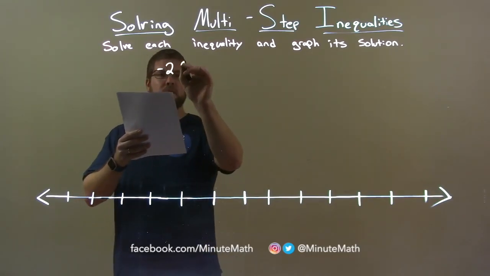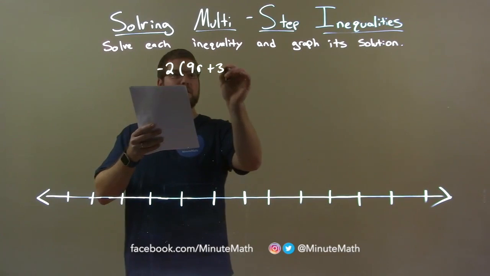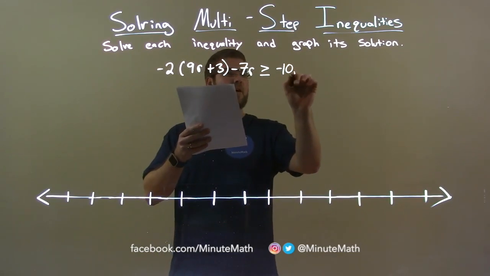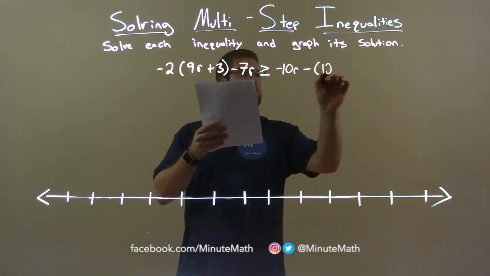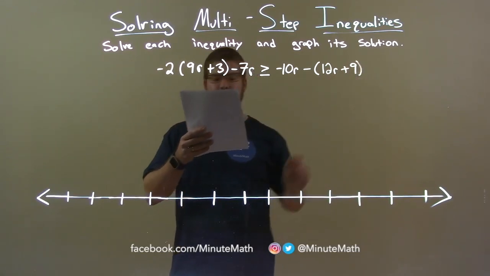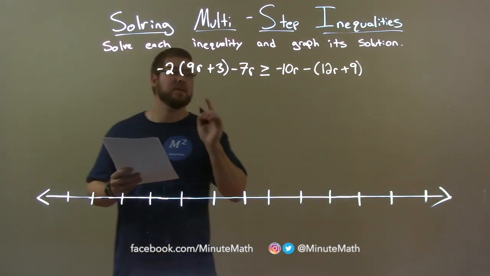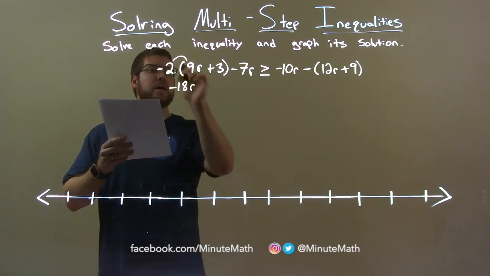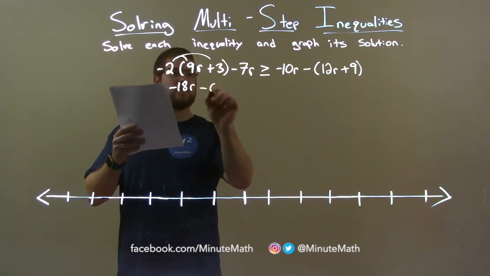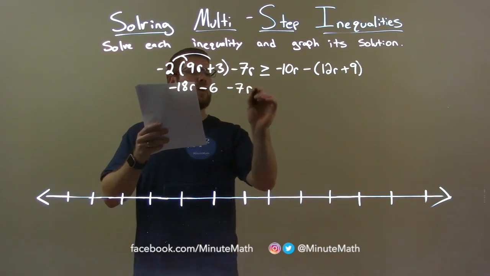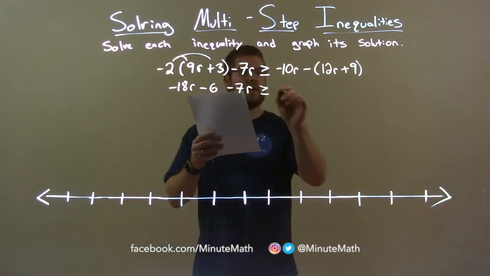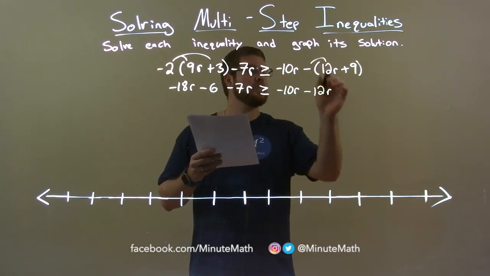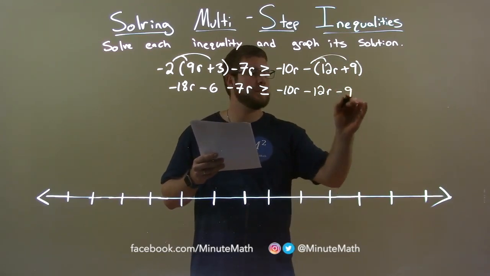Negative 2 times 9r plus 3 minus 7r is greater than or equal to negative 10r minus 12r plus 9. Okay? Well, first thing, I'm going to distribute within this parenthesis. Negative 2 times 9r is a negative 18r, and negative 2 times 3 is a minus 6. And then we have a minus 7r here. It's greater than or equal to negative 10r, and let's distribute this minus sign to both parts. Minus 12r here, and then a minus a 9, okay?